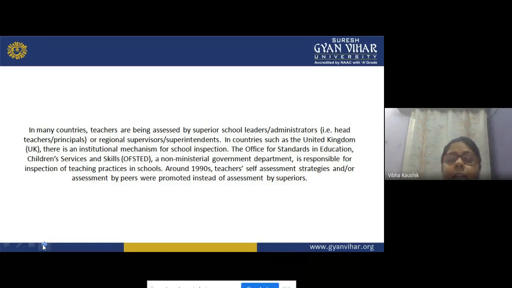Around 1990, teacher self-assessment strategies and/or assessment by peers were promoted instead of assessment by supervisors. Now, what they are saying, in 1990, there has been a change, that the teacher assessment strategies should be reformed. Now, what are these reforms? Teacher self-assessment strategies: what should be the criteria, what should be the techniques, what should be the way of taking the teacher's appraisal. Self-assessment strategies and/or assessment by peers were promoted instead of assessment by supervisors.